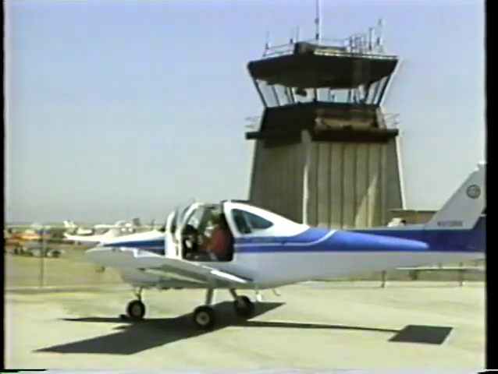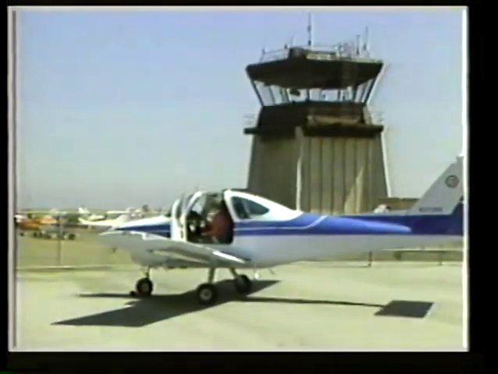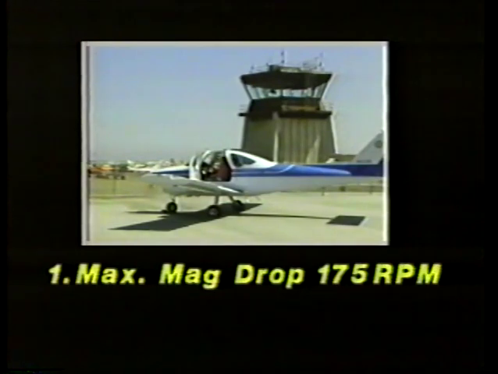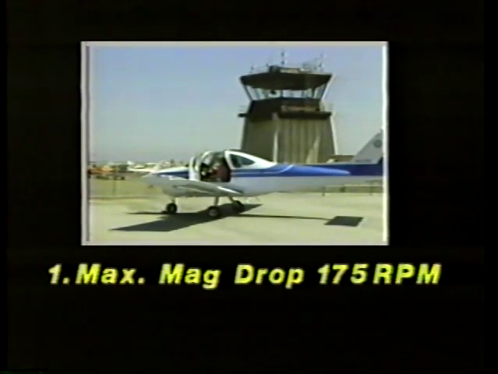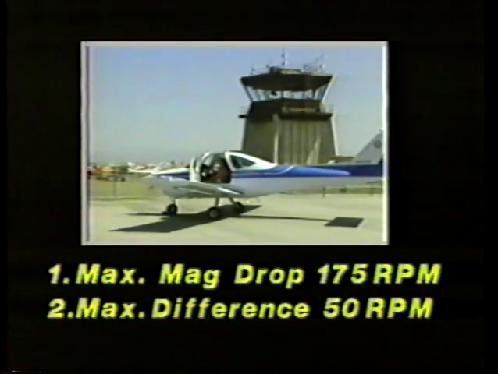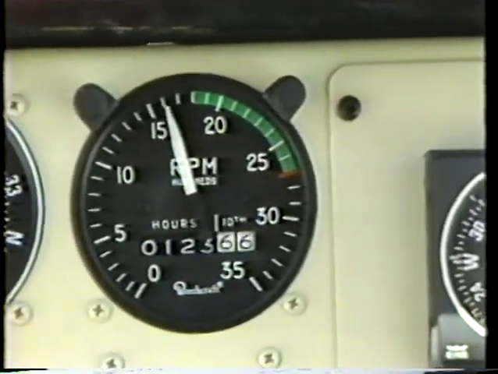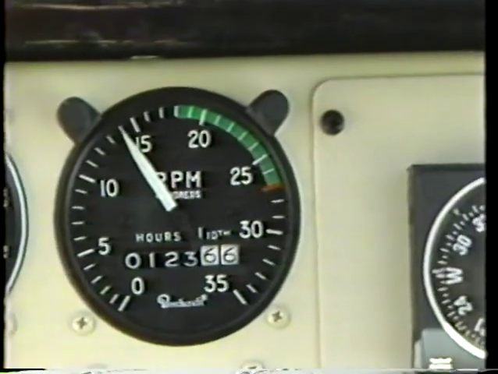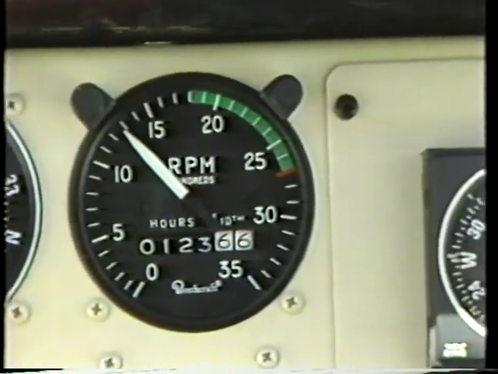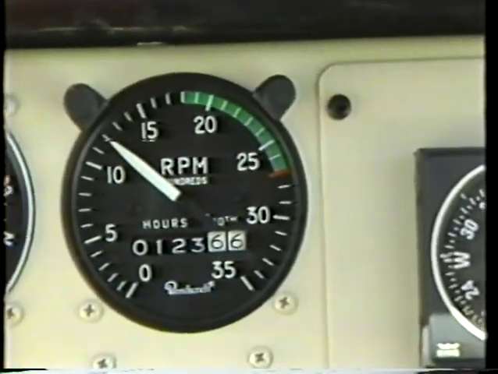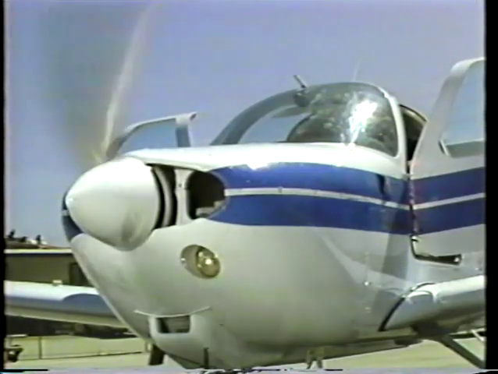Now there are two things in this that we have to watch for. We have the maximum drop on either mag of 175, and they also have to be within 50 RPM of each other in their drop. If either of these conditions go out of the limits, then we will have to have the mechanic check this and correct this discrepancy before flight. Okay, now we can bring the engine back to about 1200 idle position and let it stabilize and go ahead and shut the engine off.